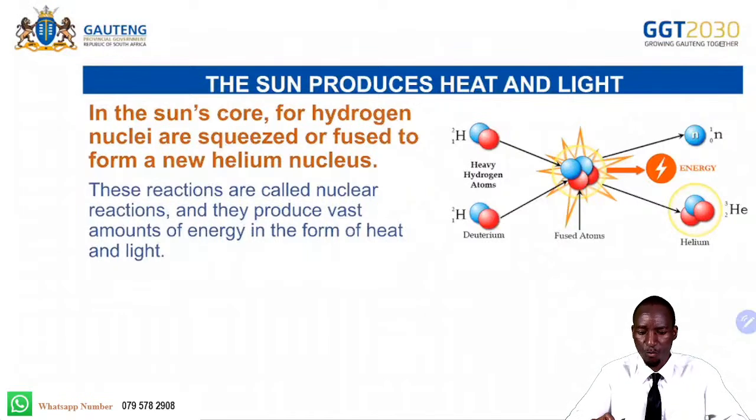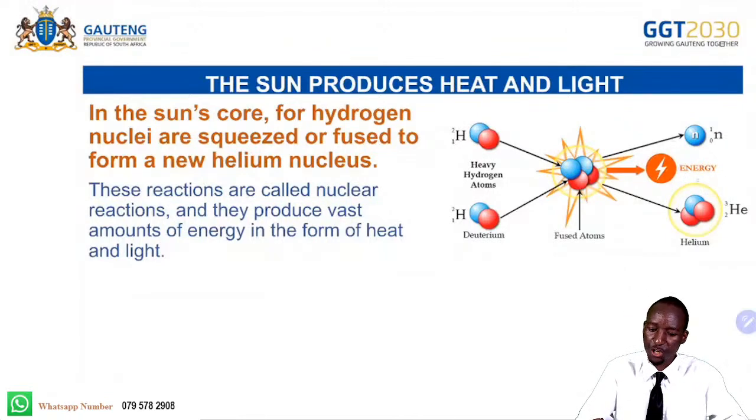This takes place when, as you can see from the diagram there, we've got heavy hydrogen atoms, and then what happens? Those atoms undergo nuclear fusion. Then, after the reaction is complete, we have energy being released. Heat energy is being released, shown by that diagram there, as you can see. Then we've got a new nucleus altogether being formed. This time around, it's a helium nucleus. So inside the core of the sun, we've got hydrogen nuclei squeezed and fused to form a new helium nucleus. That's how the sun is able to produce heat and light energy.